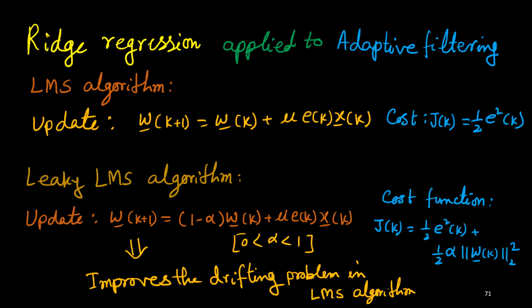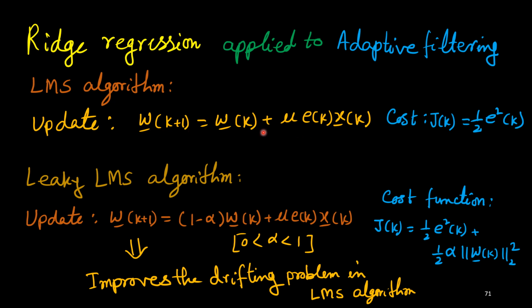Now I can show you that this ridge regression is also applicable to other fields like adaptive filtering. Suppose in the least mean square algorithm, you know that the cost function is simply half into e square n, that I have discussed in previous lectures in the connection of neural network, in perceptron especially. There we have considered that the update rule is the LMS algorithm. So the update rule is very simple.